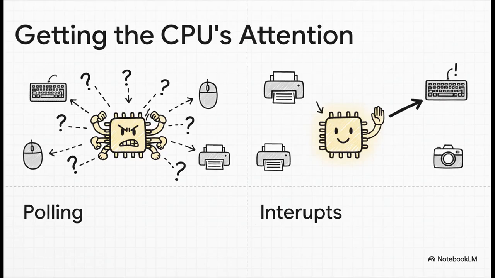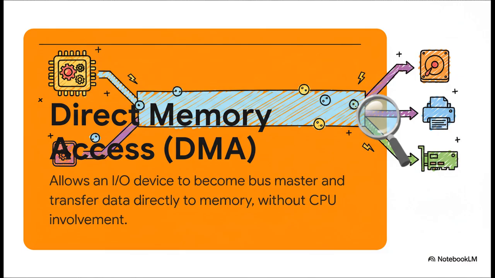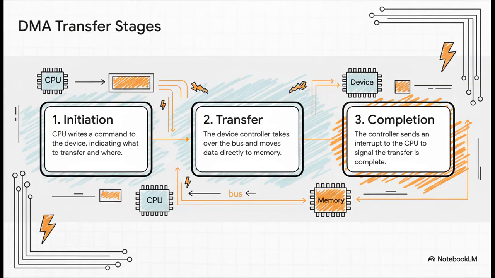The much smarter way is using interrupts, where the device basically raises its hand and says, excuse me, I have something, but only when it actually needs attention. But the most efficient method of all is called direct memory access, or DMA. This is a brilliant technique that basically lets a device, like your network card, become its own temporary bus master. It gets to manage its own data transfer directly with the computer's memory, cutting the CPU out of the loop entirely.